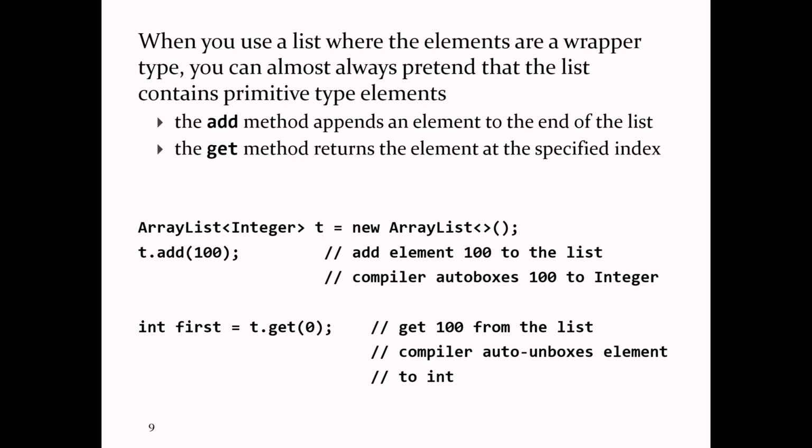If you'd like to get an element from the list, again, it's a list of Integer. So get returns a reference to an Integer object. If you try to store that in an int, the compiler extracts the int value out of the Integer object and then stores the int value in first. So get(0) gets the first element from the list, get(1) gets the second element, and so on. If the index that you pass in is not valid, in other words, if it's less than 0 or greater than or equal to the size of the list, you get an exception.